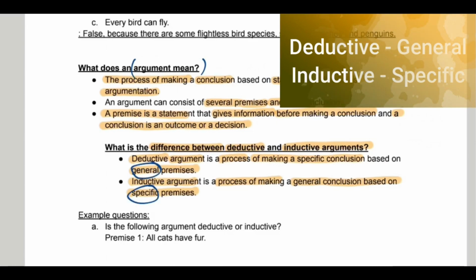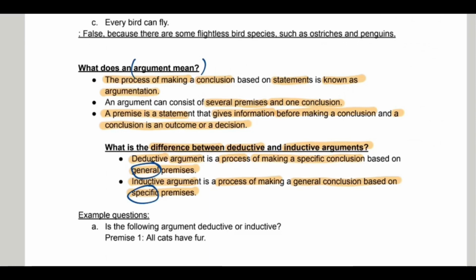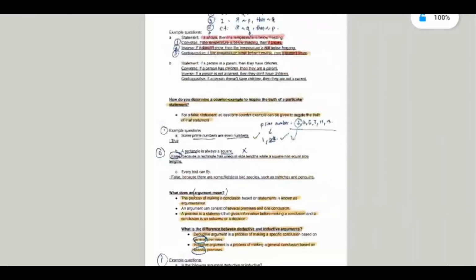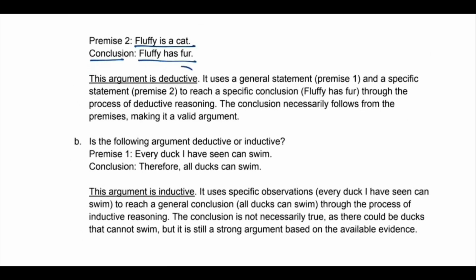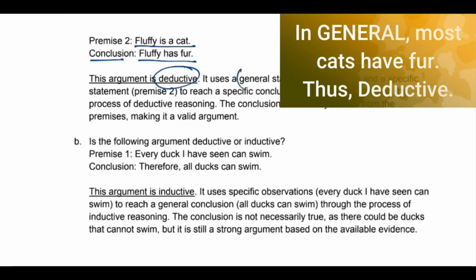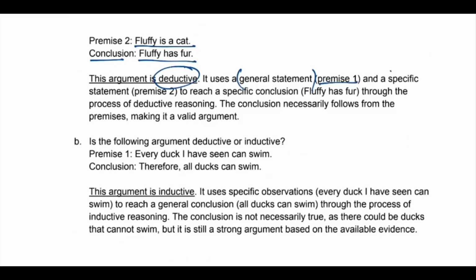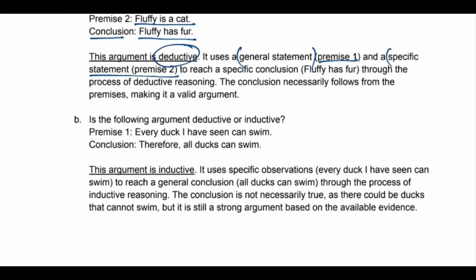So let's move on. We're going to see the example questions. The first example question: is the following argument deductive or inductive? All cats have fur is premise one. The second one: Fluffy is a cat. So the conclusion is Fluffy has fur. So this argument is deductive because we're using a general statement for premise 1 and a specific statement in premise 2, and the conclusion necessarily follows from the premises, making it a valid argument.